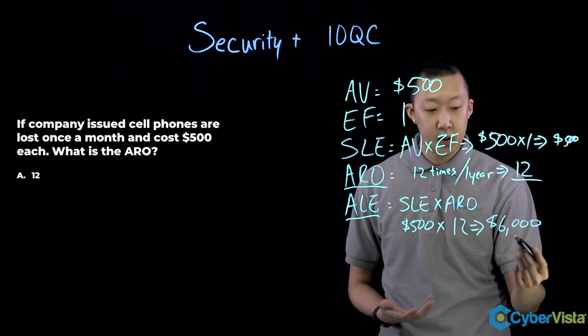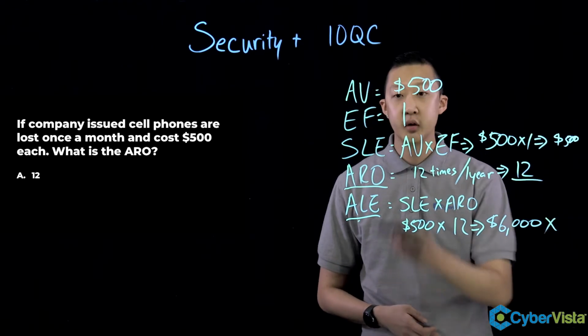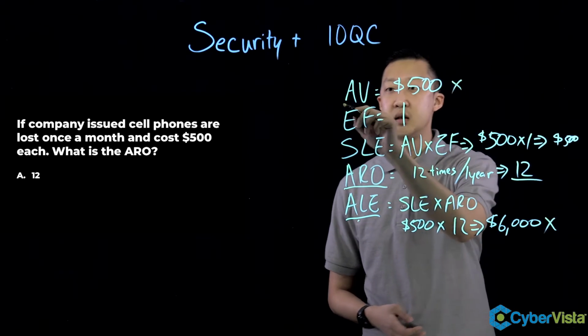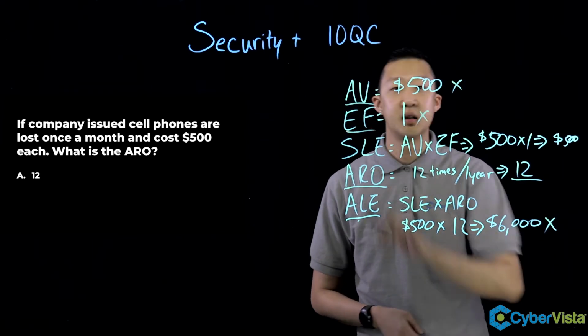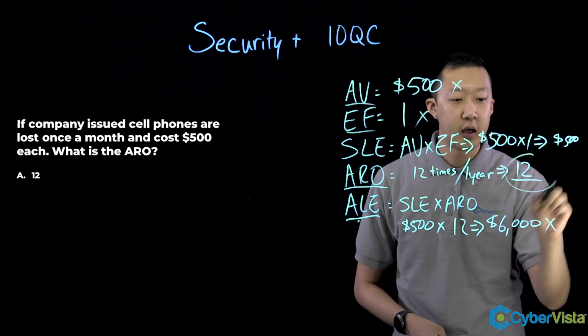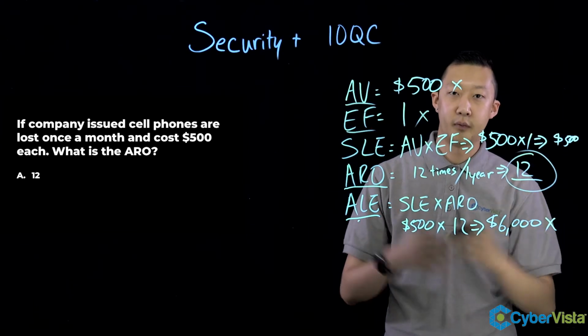Now remember the answer choices. We know B is not it because that's the ALE. We know C is not it because that's the asset value. And we know D is not it because that's the exposure factor. So the correct choice is A, or if it's randomized, it's 12.